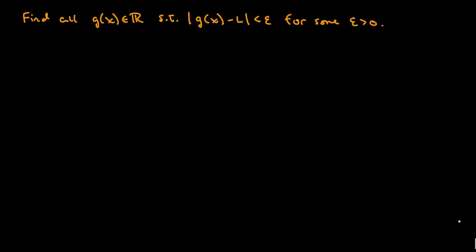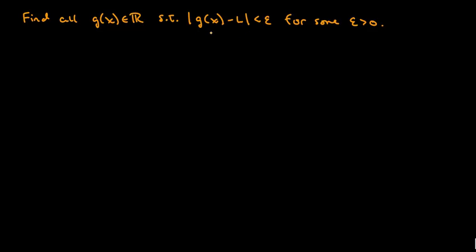We need to find all g of x, which are elements of the real numbers, such that the absolute value of g of x minus L is less than some epsilon, where epsilon is greater than 0. So we're not given what epsilon is, we just know that it's a positive number. So how are we going to find the interval that satisfies this with all these variables?